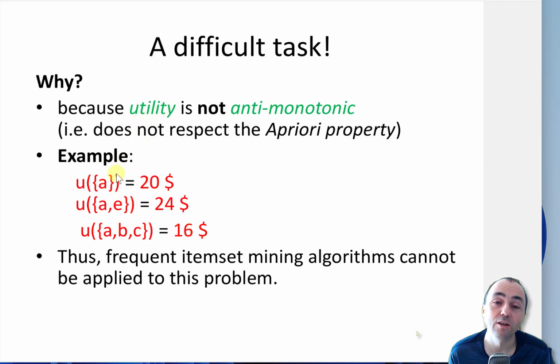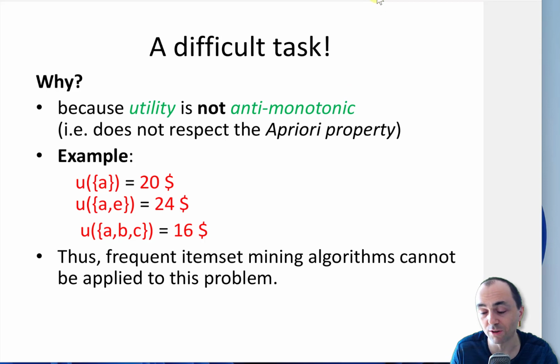So here, for the utility, if you have a set of items like A, and you look at a superset like AE or ABC, the money can be more or less. So we don't have the anti-monotonic property like in frequent itemset mining. So why? If you have A, $20, and you buy more things like A and E together, it can make more money because you buy more products together. But here, ABC makes less money. Why? Because this is ABC together. Even though you buy more things together, there are fewer people that buy A, B, and C together. So this can decrease the money. Because of this, the utility is not anti-monotonic. We cannot use the frequent itemset mining algorithms to solve the problem. We need to design some new algorithms.